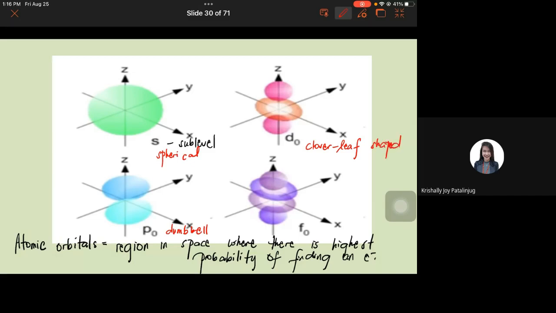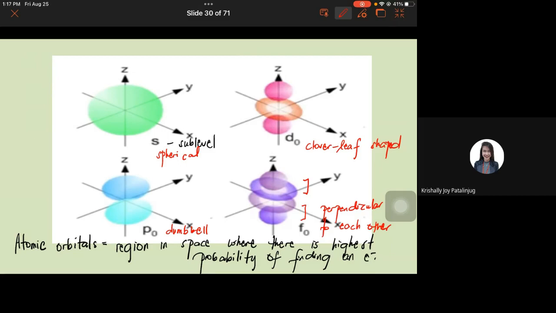For the F subshell, perpendicular to each other, meaning whatever the shape on top, the same is parallel to the bottom part, perpendicular to each other. Okay, what else?